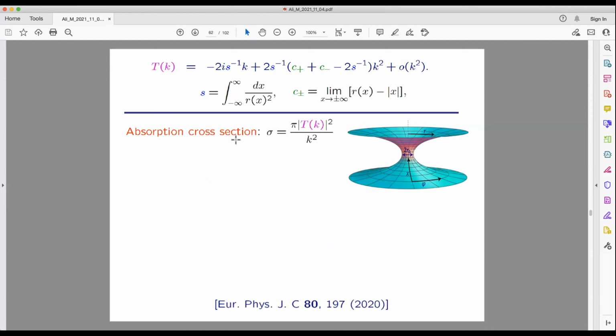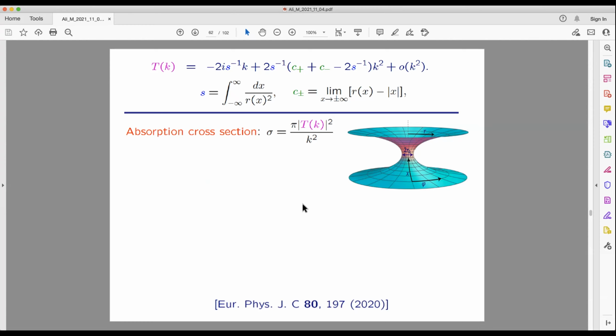The absorption coefficient is given by this formula. Again, we give the derivation in this paper. So what do I mean by absorption? Suppose we are on one side of the wormhole and we send some wave. Part of the wave is transmitted to the other side of the wormhole, so we see it as being absorbed. Just because it absorbs, we can't say it's a wormhole. It can be a black hole. It can be some other star, or some other celestial body which absorbs this.